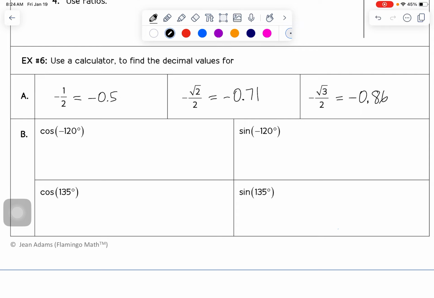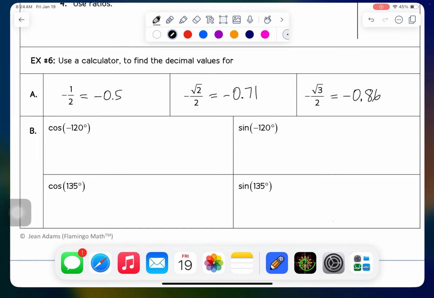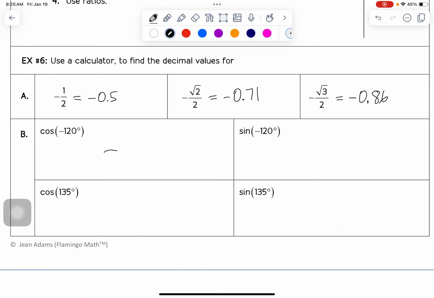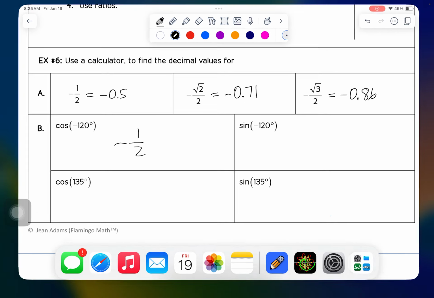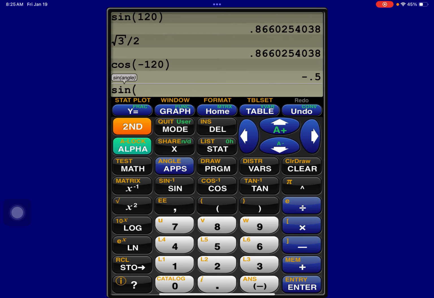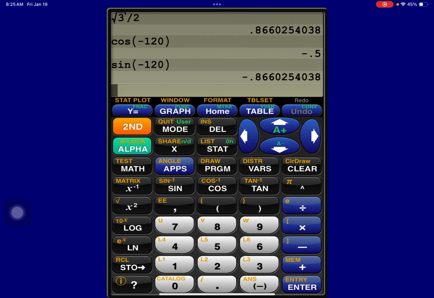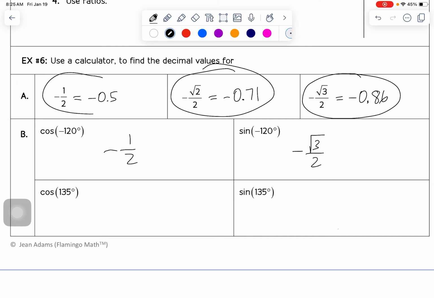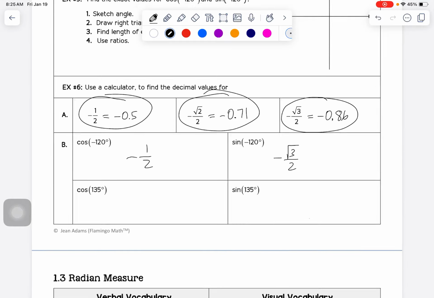You know if it's a root 2 over 2 or a root 3 over 2 or 1/2. So if I type in the cosine of negative 120, and I get negative 0.5, I know that means this is negative 1/2. If I type in the sine of negative 120, I get negative 0.866, and then I realize that that means negative root 3 over 2. That's the idea behind these, that we can relate these fraction values from geometry to what their decimal values are. So as we're calculating things, we can then interchange them.